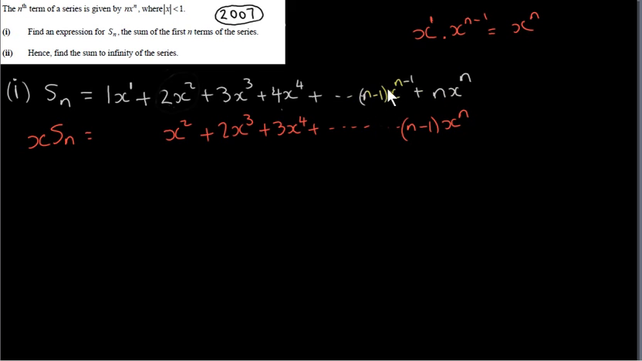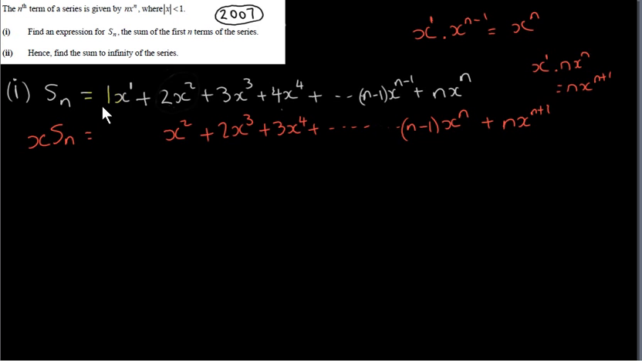Now we have to multiply x by the last term of this series. x times nx to the power of n. Well, that's just n times x to the power of n plus 1. See, we have x to the power of 1 here, so we add the powers. So the last term in this second series is going to be nx to the power of n plus 1.